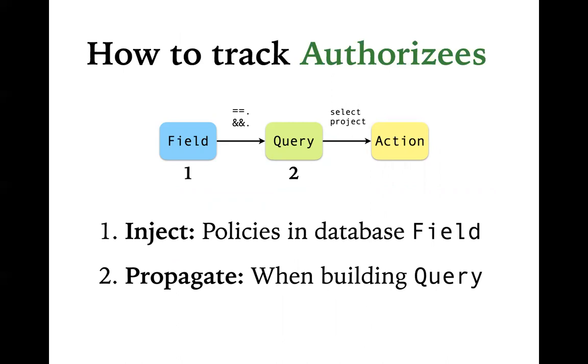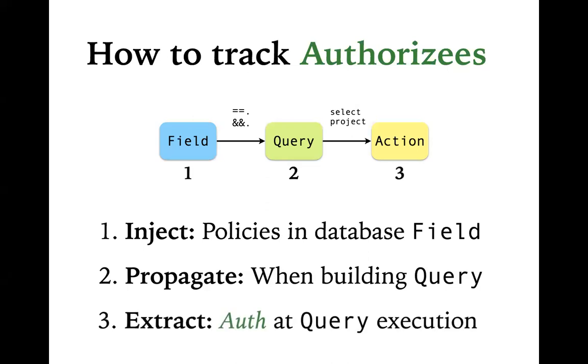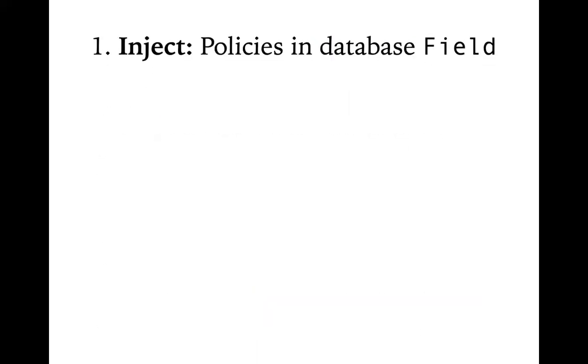With each query, I'm going to make up types for equals, and, or, and whatnot, so that I can precisely track who is allowed to view the results of that particular query. And then finally, when I do an actual select or a project, I will be able to extract the set of authorizees at the point where we do the query execution, via select and project. So let's see how you inject the policies in the database field.